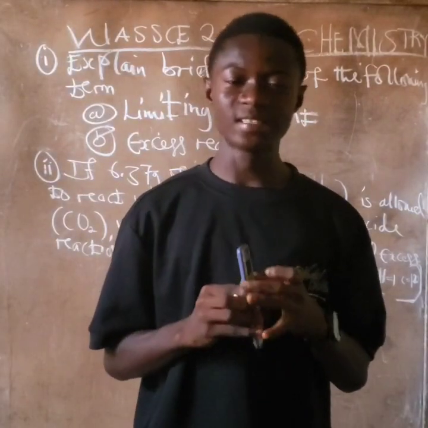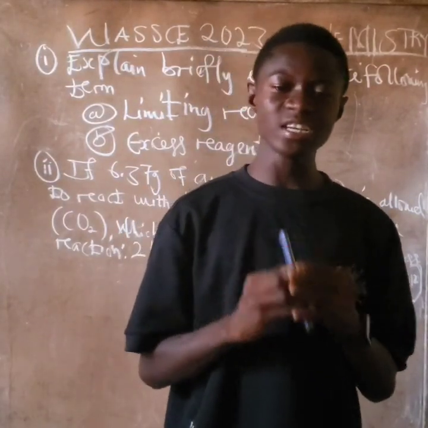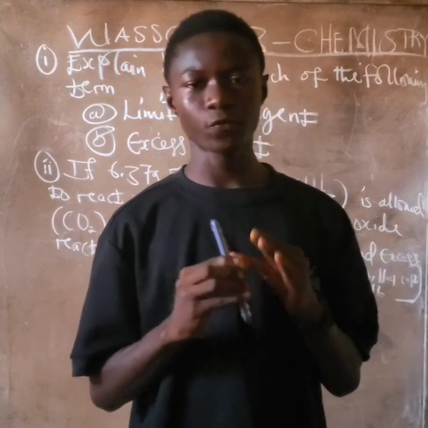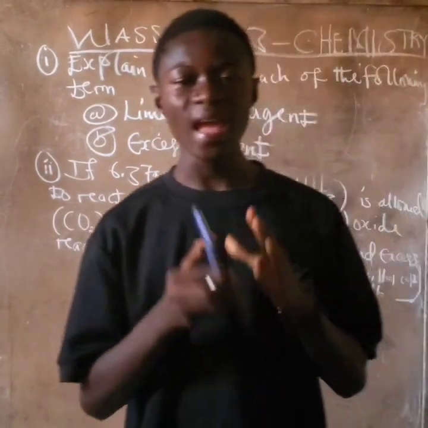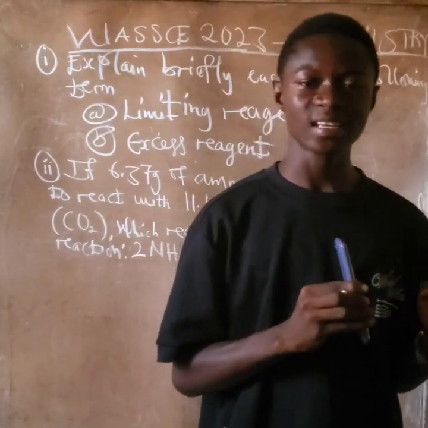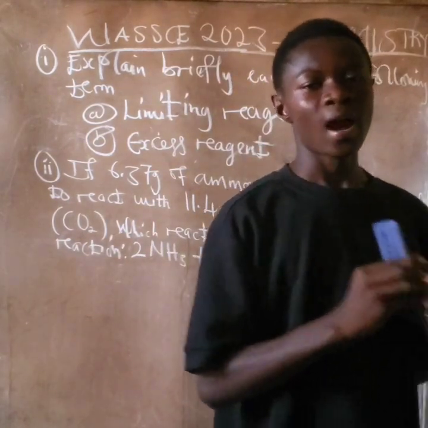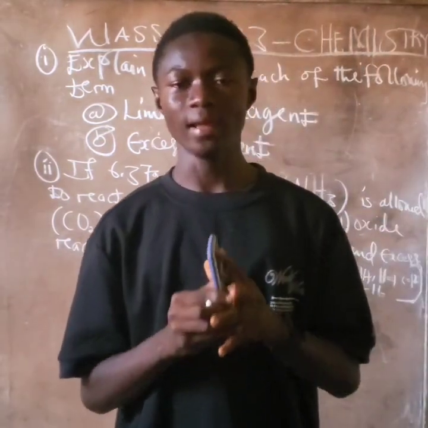Now, what is limiting reagent? Limiting reagent is a reactant that is first used up in a chemical reaction. While excess reagent is a reactant that is left unused after the reaction comes to an end.